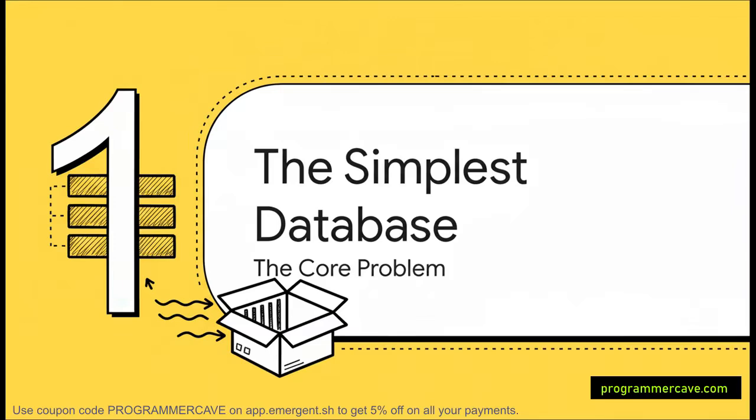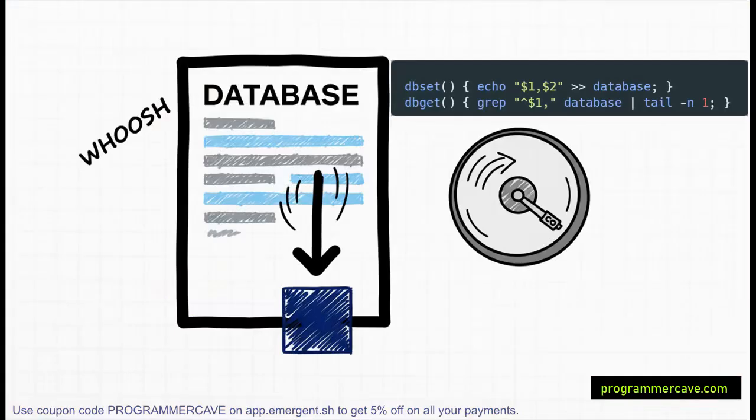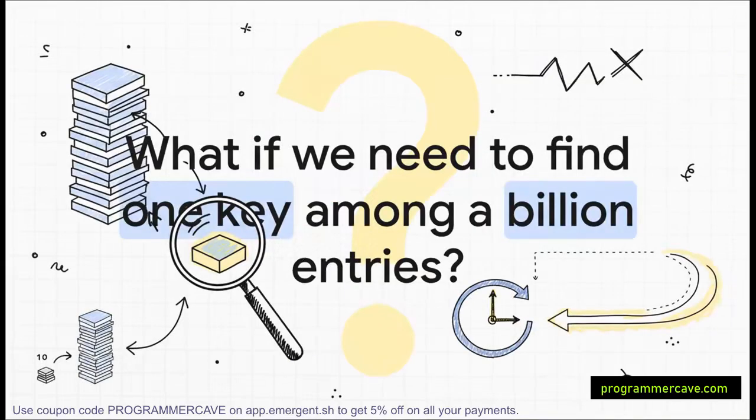So let's build the most basic, bare-bones database we can possibly imagine. Believe it or not, right here, this 2-line bash script is a fully functional database. Seriously, the db set command is ridiculously fast because all it does is just tack a new line onto the end of a file. That's a sequential write, and it's one of the fastest things a disk can do.